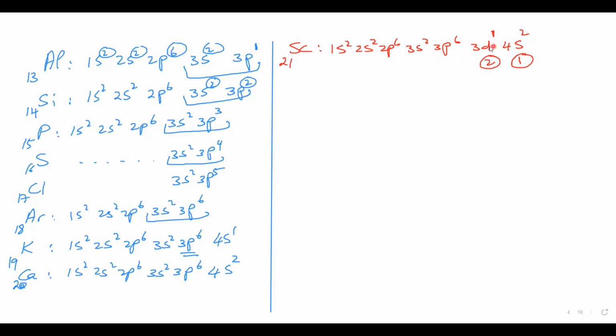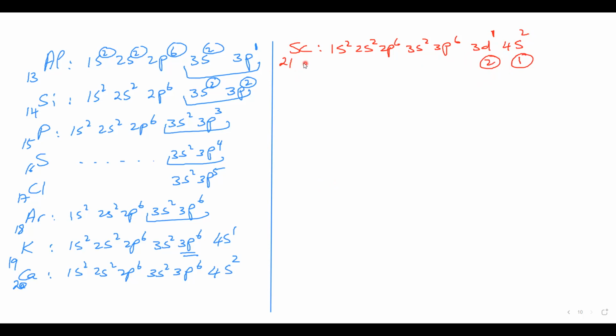What if anybody wrote the 3d after the 4s? It will not be wrong. They will also say, okay, this is correct. But as I told you, if you open any reference, you will find them writing the 3d before the 4s. But if you write it after the 4s, it's okay. Understand? So scandium is the first element in the transition metals.